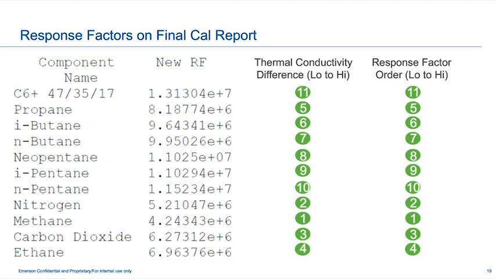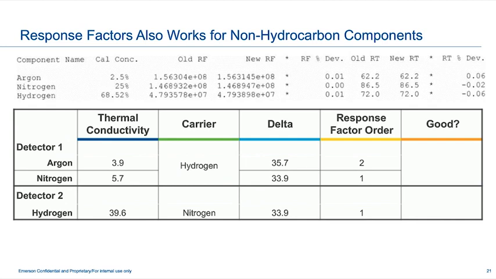If I look at the report, this is a C6 plus, my methane through my C6 plus. The delta in thermal conductivity from low to high, methane would be the lowest, going all the way up to C6 would have the highest delta. If I compare that against my response factor order, you can see they align, and that's a good sign. It doesn't mean everything is good, but it is a good sign. That's how we should match. So things look good.